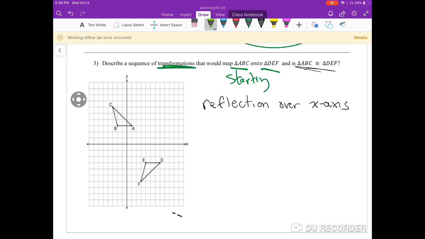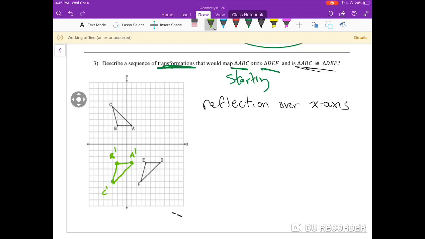Now, to make this easier for you guys to see, I'm actually going to do the reflection. This would be B prime, this would be A prime. This would be C prime. Okay, so that would be my first step.